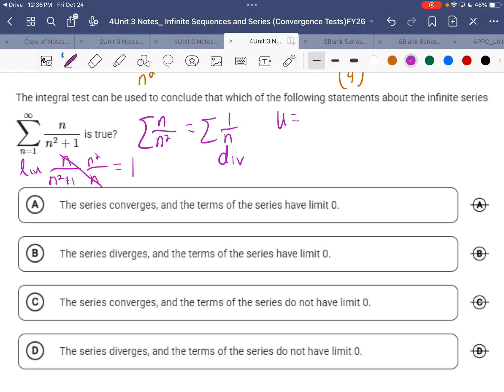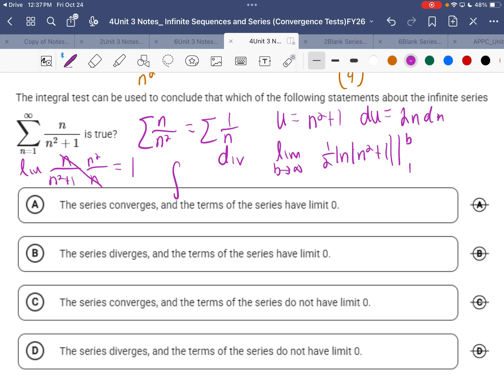If you integrated this, you would have said u is n squared plus 1, du is 2n dn, and you would have gotten 1/2 ln of n squared plus 1. Take the limit, b going to infinity. No, when you integrate, it's 1 over u. It's 1 over n squared plus 1. It's not. Buddy, it's not. No, I think you did the derivative. We made u n squared plus 1.